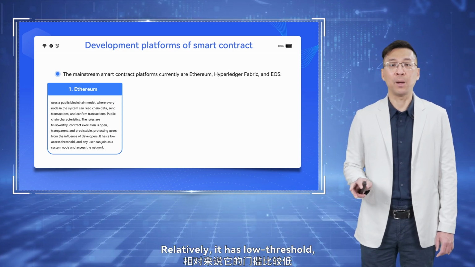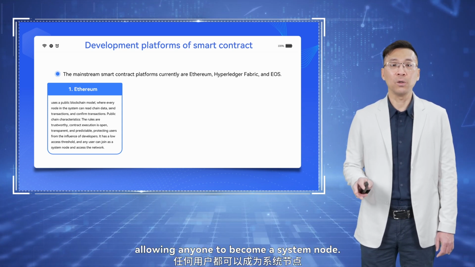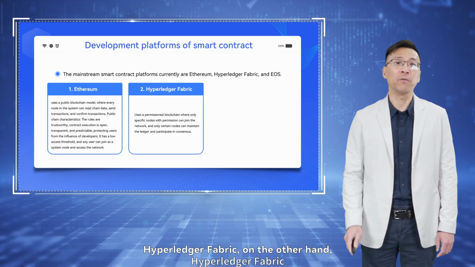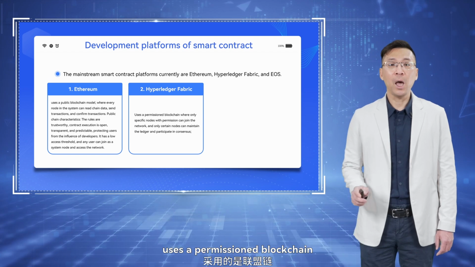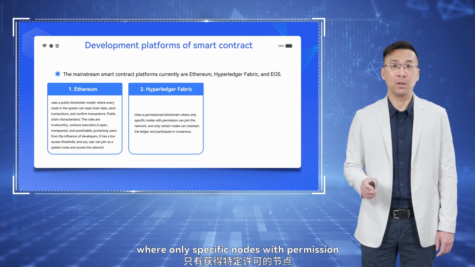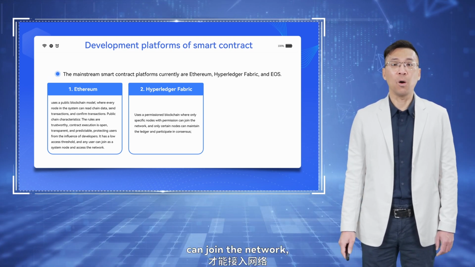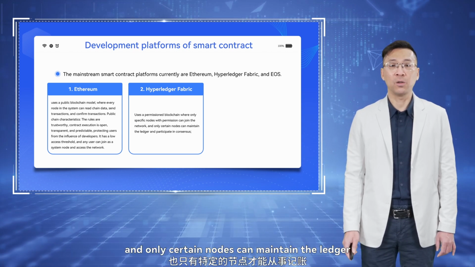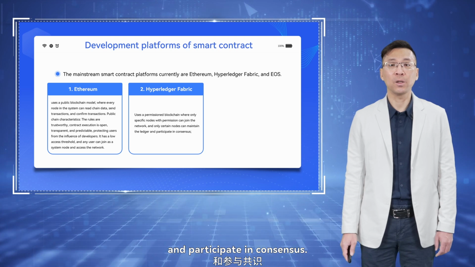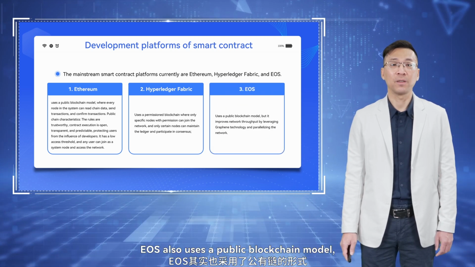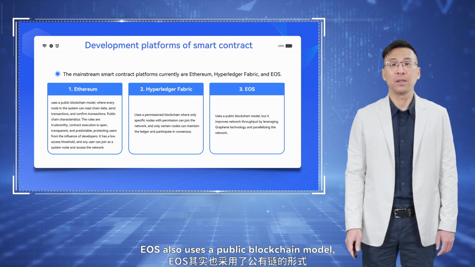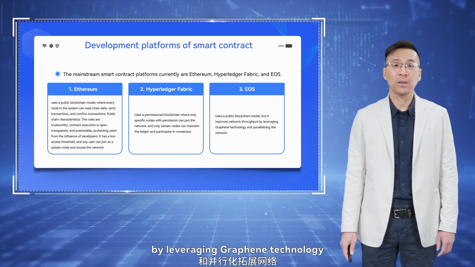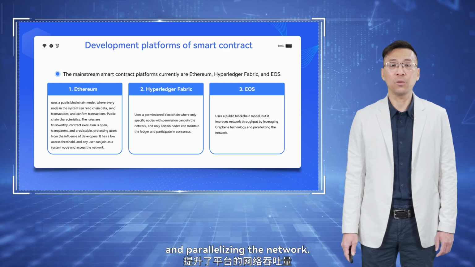Relatively, it has a low threshold, allowing anyone to become a system node. Hyperledger Fabric, on the other hand, uses a permissioned blockchain where only specific nodes with permission can join the network, and only certain nodes can maintain the ledger and participate in consensus. EOS also uses a public blockchain model, but it improves network throughput by leveraging Graphene technology and parallelizing the network.